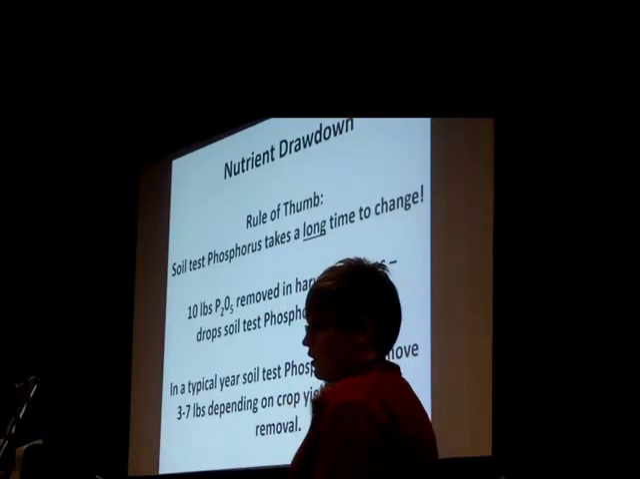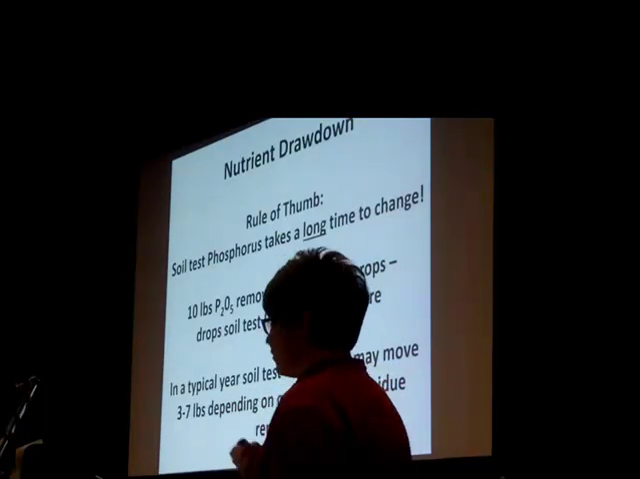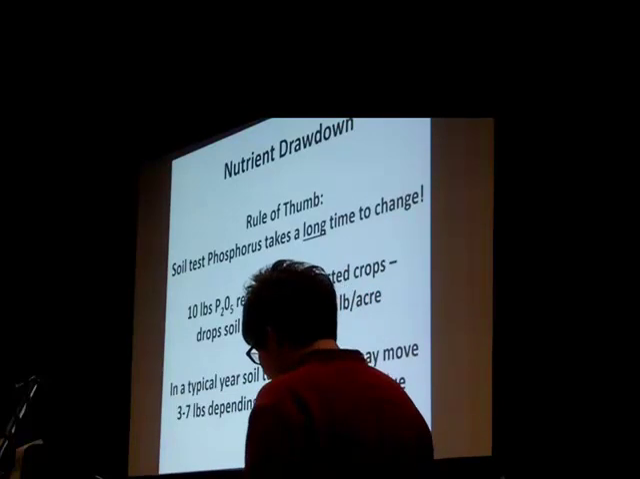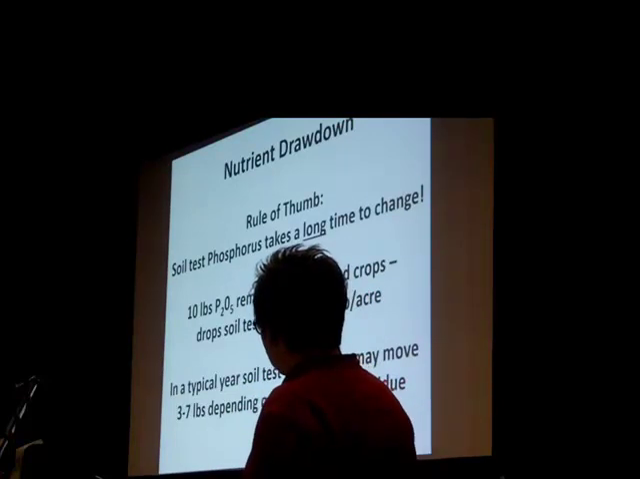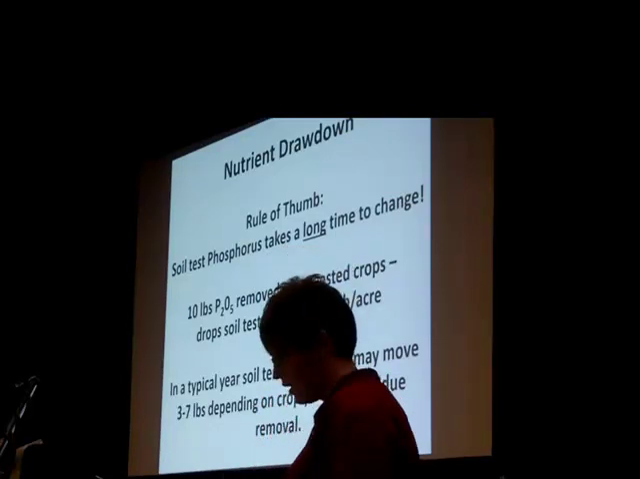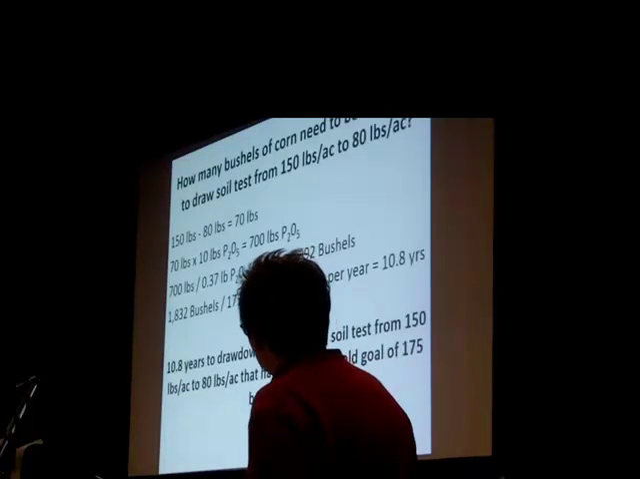So if we had that 2-year crop rotation, we're moving 52 pounds, hopefully we can drop that soil test by a couple pounds there. So in a typical soil test, phosphorus may move 3 to 7 pounds depending on the crop and how much yield you get out of that per year. So that leads into the next question.